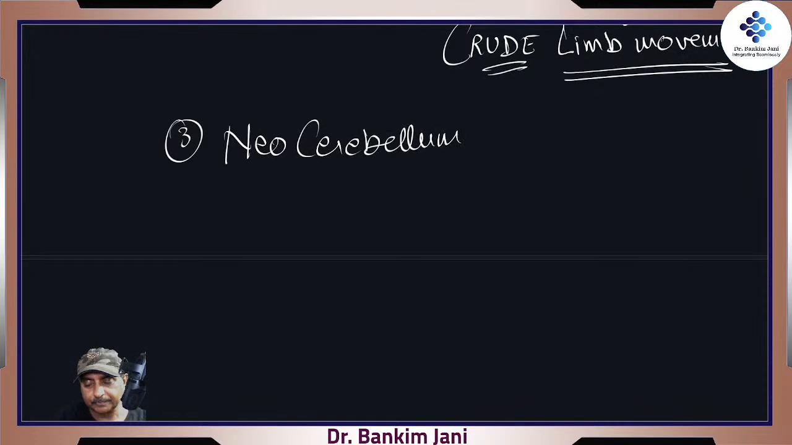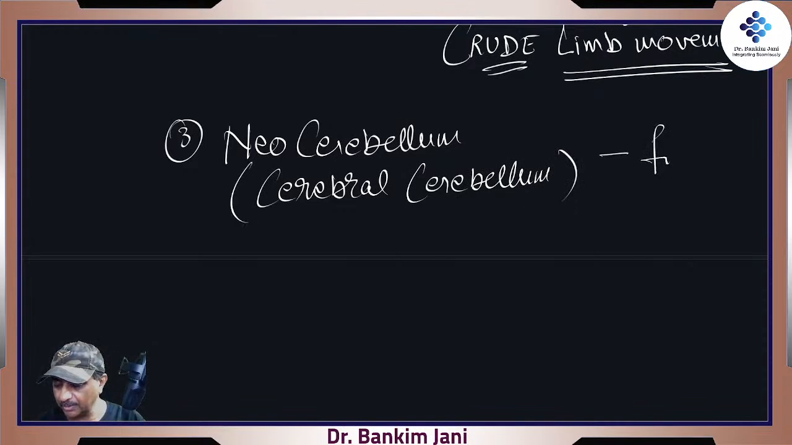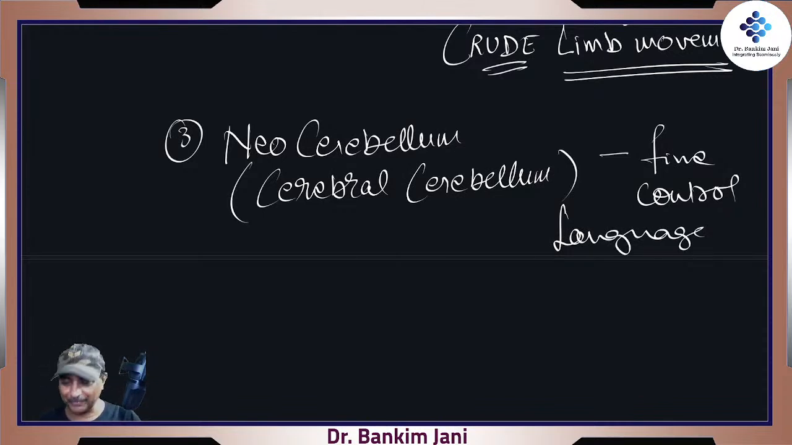When the neocerebellum came into the picture, it started communicating with the cerebrum. That's why it is called the cerebral cerebellum. How interesting! And what was its function? Fine control. And with this fine control came the language. So now the picture is very clear why those dinosaurs were not speaking: because of the lack of that neocerebellum.